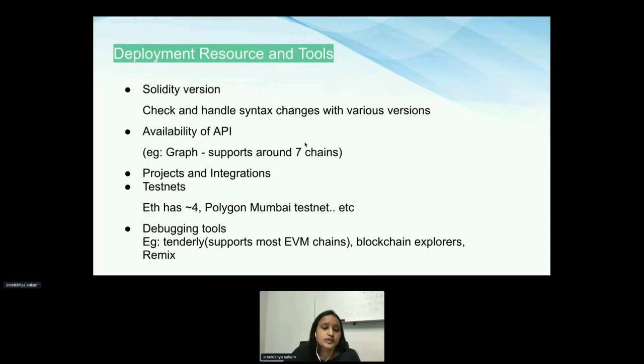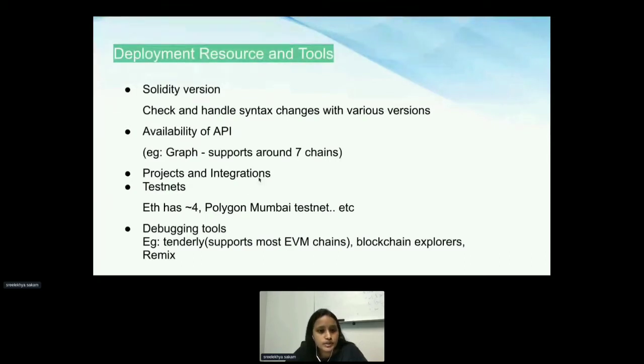The second one would be availability of APIs. For example, Kyber DMM uses The Graph Protocol's subgraph, which supports around 7 chains for now. This is a very handy tool which has your API endpoints very feasible to fetch data from the blockchain. You don't have to write front-end code for it or develop your own APIs. This one is quite helpful to get TVL, your volume and how much is locked into the pool, etc. So you might want to check what are the other options available on that particular chain, right?